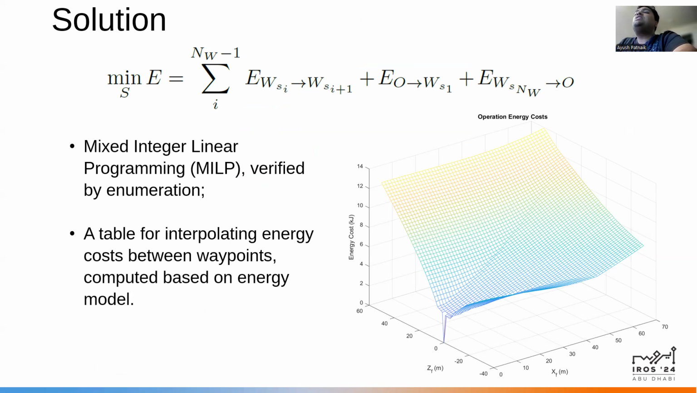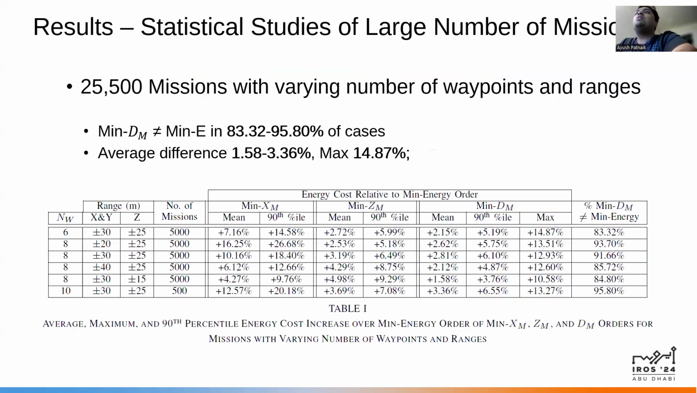To make the optimization computationally feasible, we generated a table that interpolates the energy cost between different waypoints across a range of X and Z displacements. The table helps us efficiently compute the energy costs for the various segments of the mission, as visualized in the 3D plot on the right. We use this approach to generate results for large sets of randomized missions with varying parameters.